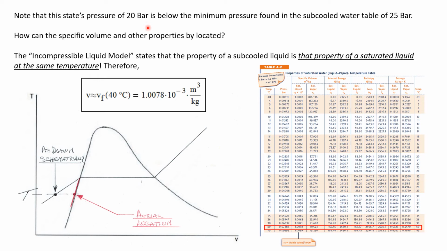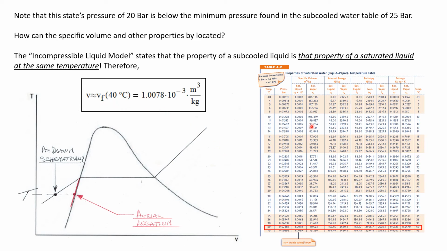So what we're going to do is get it from the saturation table using the incompressible liquid model. What that says is that the specific volume of a subcooled liquid is approximately, which is to say very, very nearly, in this case, the specific volume of a saturated liquid at the same temperature. So specific volume of a subcooled liquid is equal to the specific volume of a saturated liquid at the same temperature, in this case 40 degrees C.